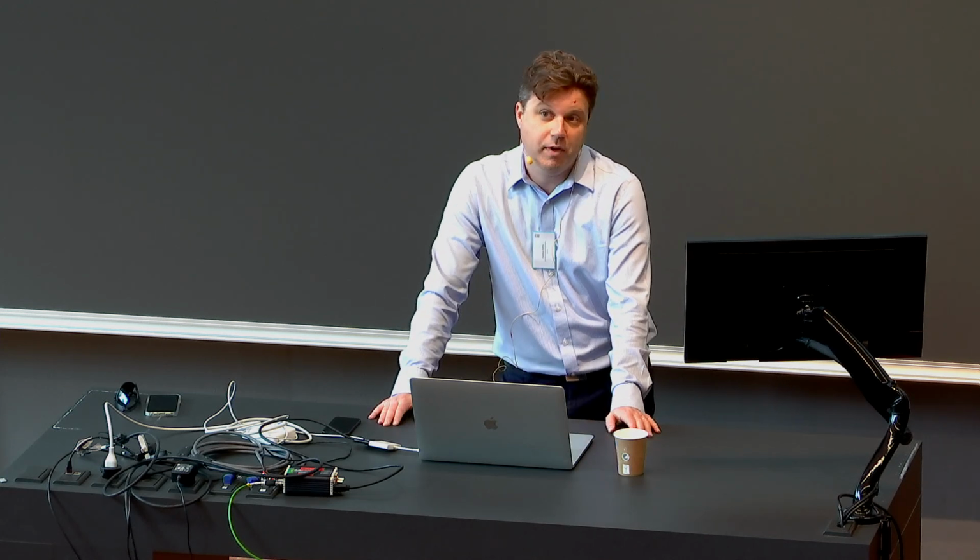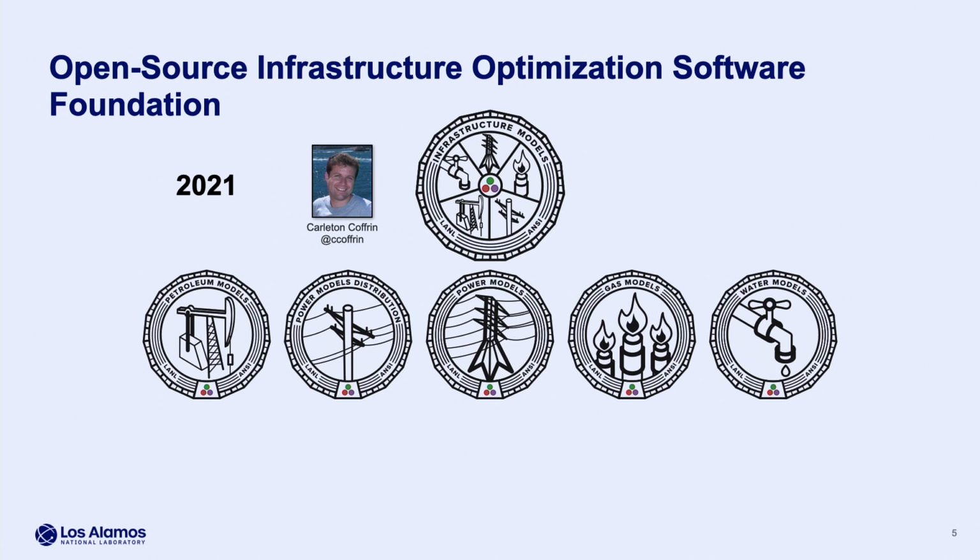So now, by 2021, so that was 5 years after I started, but still a couple years ago, we've grown the ecosystem of infrastructure modeling tools beyond just power transmission. So now we have PowerModelsDistribution for multi-phase distribution modeling. We've got GasModels, which is for natural gas transmission modeling. WaterModels is for potable water distribution modeling. And then PetroleumModels is maybe our least well-developed framework, but it is for petroleum transmission modeling, so liquid in pipes.